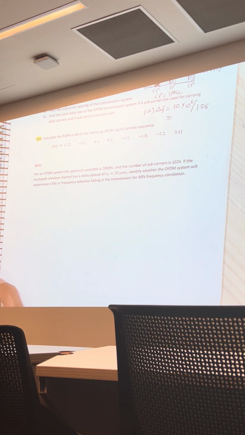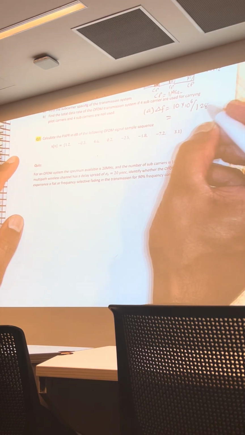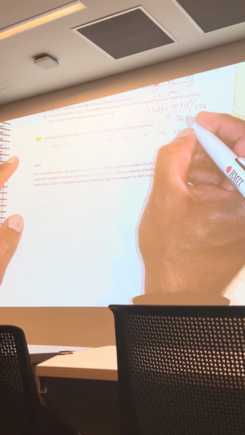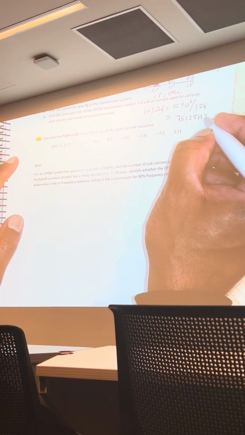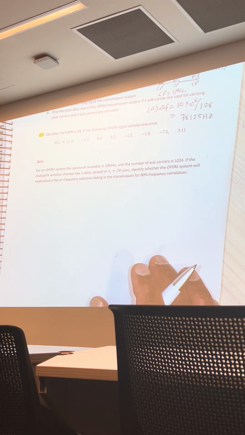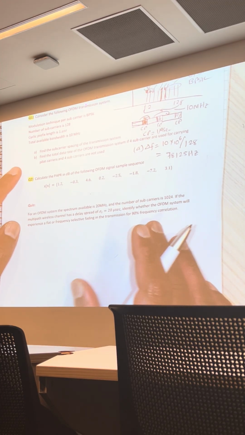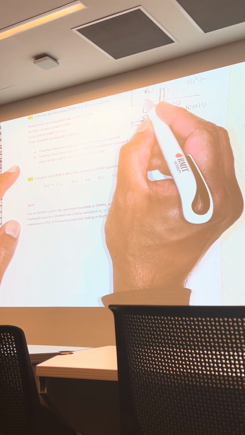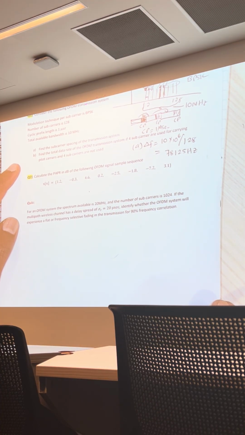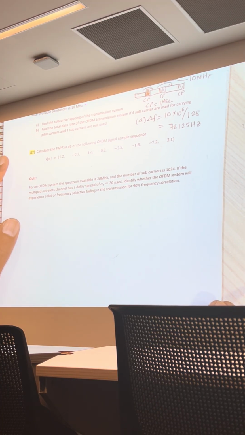That is 78,125 hertz, or 78.125 kilohertz. So that's the gap between any adjacent subcarriers. Okay.